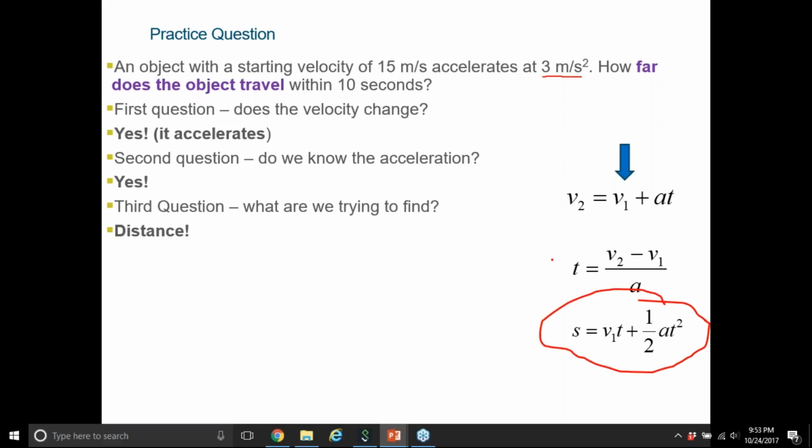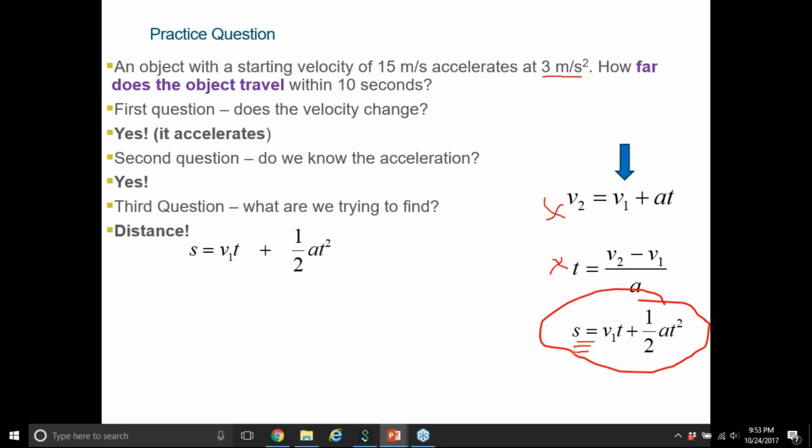Okay, so we wouldn't want to start with one that says time equals, because we're not looking for time, we already know time. We're not looking for velocity, so we don't start with that one. We start with distance equals, and distance again is always an S. So I put that formula over here, distance equals.